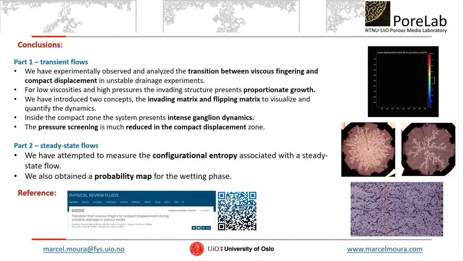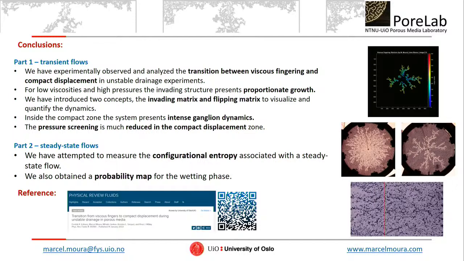All right, so the conclusions. From part one, we have observed these transitions between viscous fingering and compact displacement. For low viscosity and high pressures, the structure presents a proportionate growth. We still don't have a proper explanation as to why that happens; we just observed it. And we introduced two quantities, this invading matrix and the flipping matrix, to characterize the dynamics.